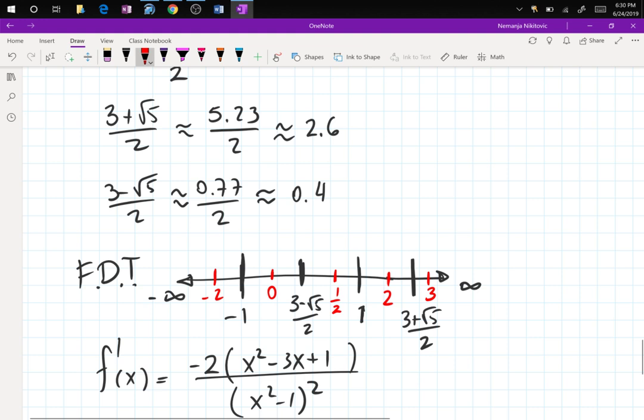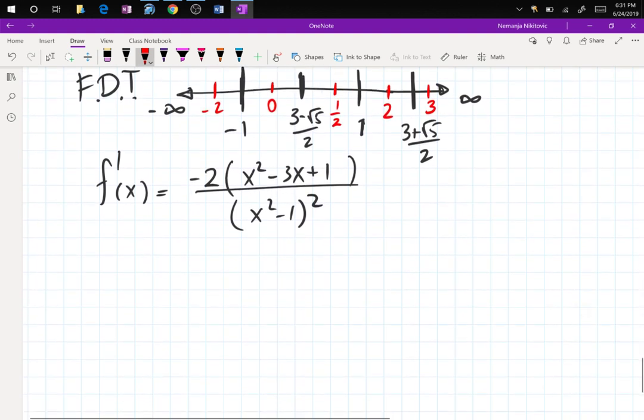The reason is that the first root is about 0.3 something, so that's less than 0.4, and 0.4 is less than 1/2. That's why we pick 1/2 there. And then 3 plus root 5 over 2 is about 2.6, so you can put 2 and 3 on each of the sides.